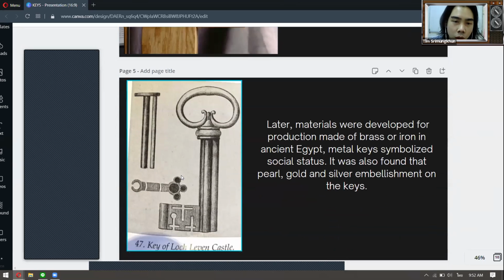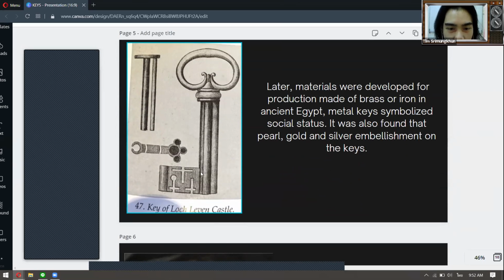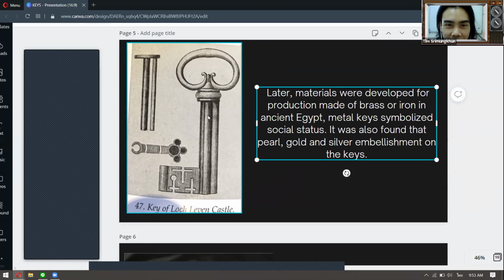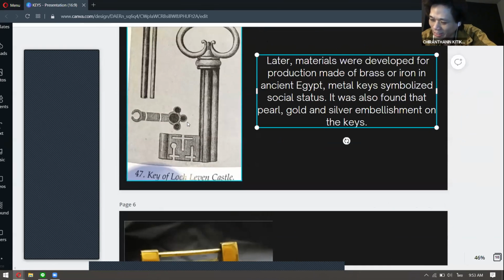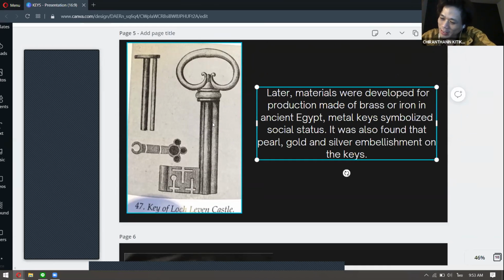And then they used lock and key in the castle. There's more in the Gothic period, Gothic design. You can see there's more decoration, something Gothic like that. I'm not sure, but there's one interesting thing about the keys.